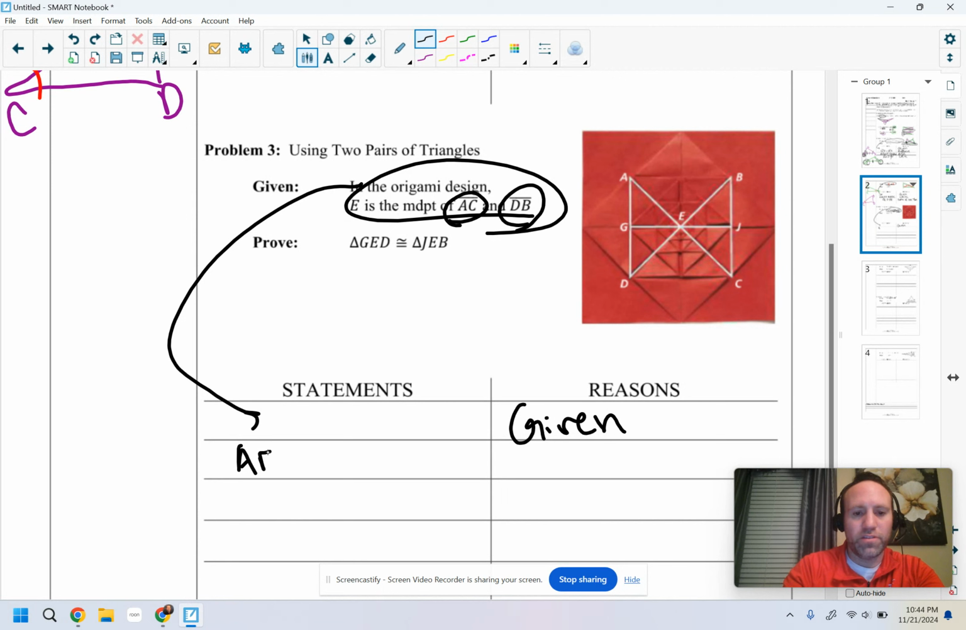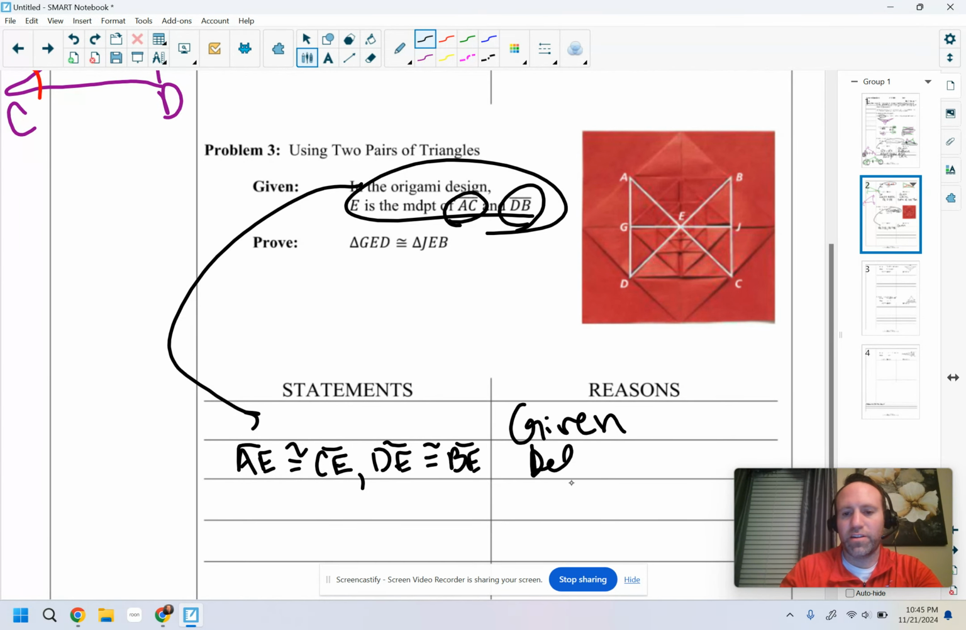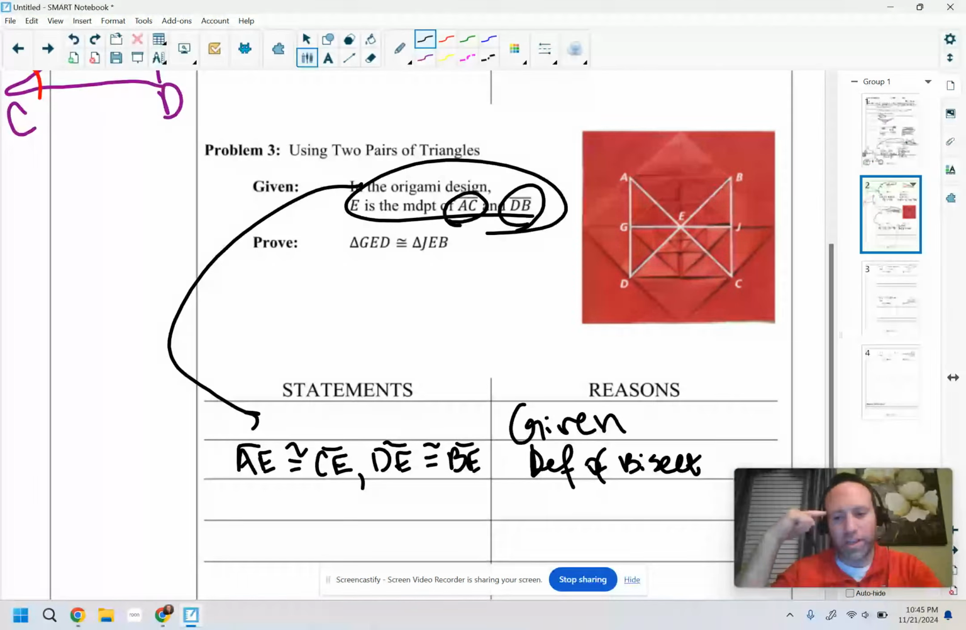AE is congruent to CE, and DE is congruent to BE. Definition of bisector. Again, some of you skip this because in your mind you're already on to the next step. You're like, well, it's the midpoint, so that means they're congruent. And you mark it and you don't formally write this out. So you still need to do it.